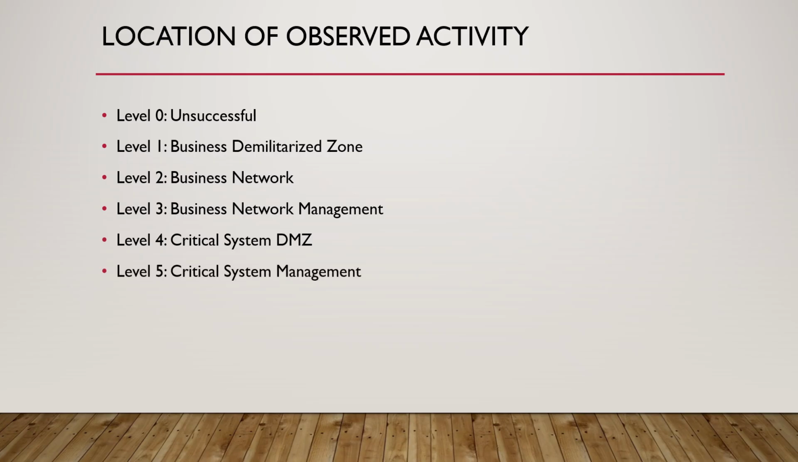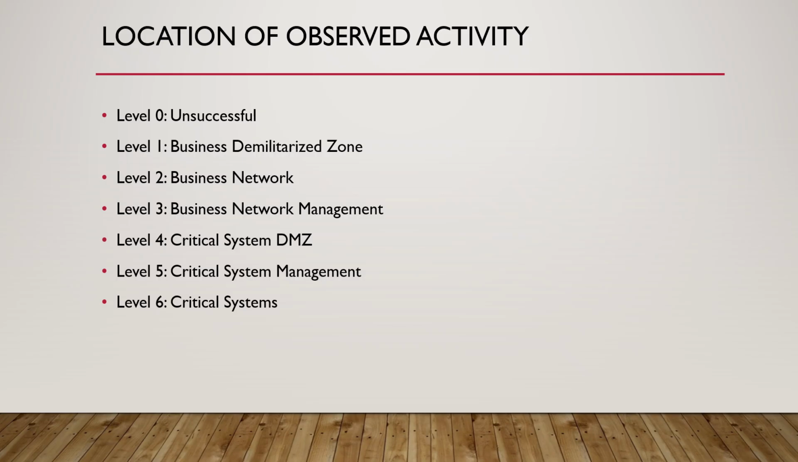Level 5, critical system management. For this level, activity was observed on high-level critical systems management, such as human-machine interfaces in industrial control systems. Not every organization will have industrial control systems, so this level may not apply.